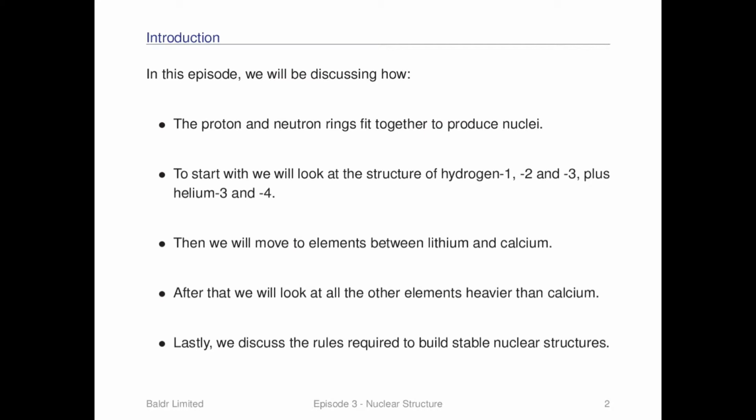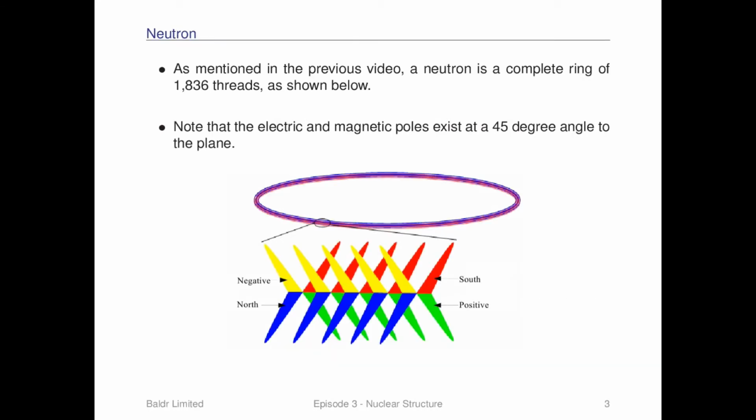We will then move on to the heavier elements and show how these can be built from the structures of hydrogen and helium. Lastly, we will discuss all of the different rules that need to be followed to produce stable nuclear structures. However, before we actually get on to look at these various atomic nuclei, let us just recap about these ring structures for a minute.